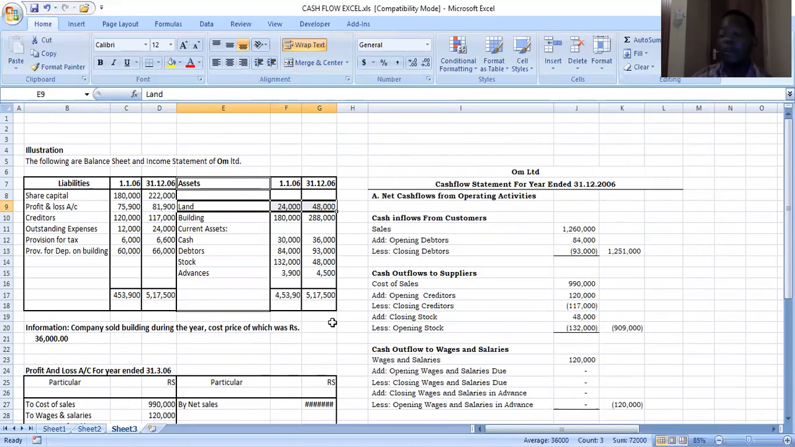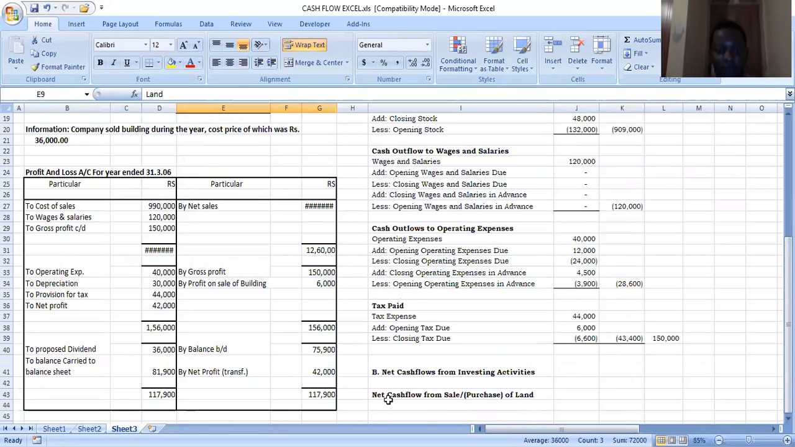And we have not been told whether this land was revalued or not. So we assume the increase is not as a result of revaluation. So therefore, we assume that this increase in land is as a result of acquiring more land, which must have been through buying the land, which constitutes a cash outflow. So in this case, land has increased in value as a result of buying through a cash outflow.